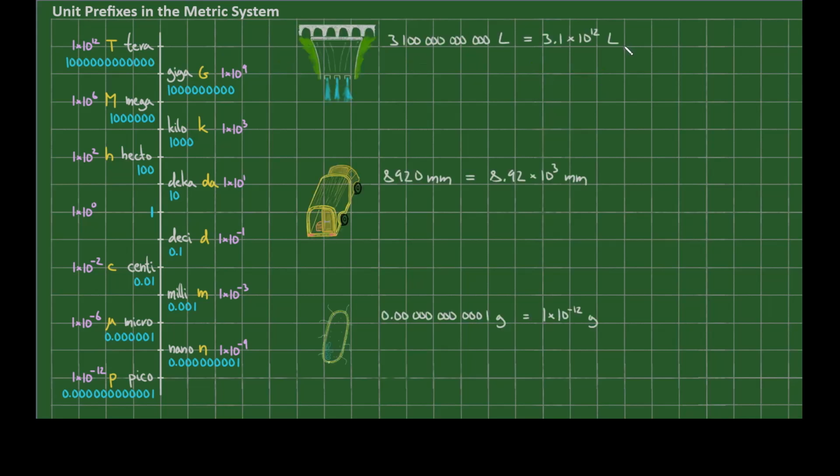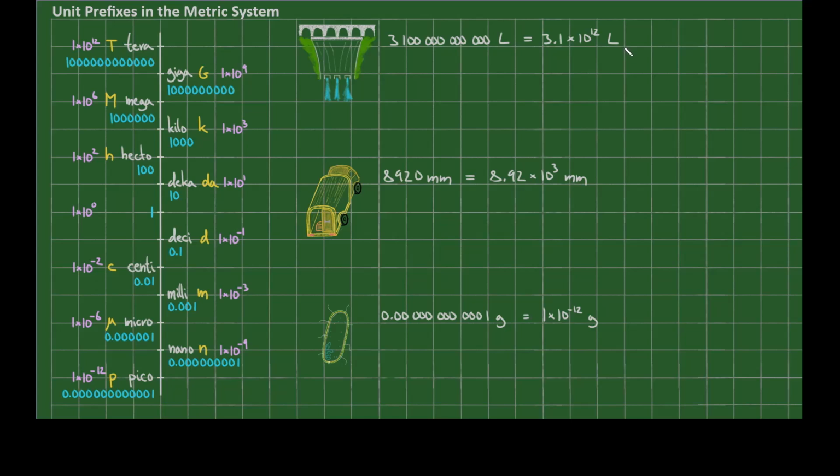At the top, I have the capacity of a dam. It happens to be 3,100,000,000,000 liters, or in scientific notation, 3.1 multiplied by 10 to the power of 12 liters. While I can certainly use liters to indicate the volume of water held by a dam, the value does not exactly roll off the tongue.